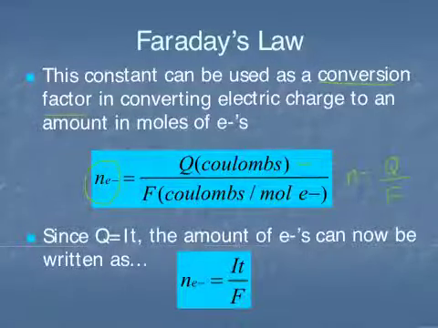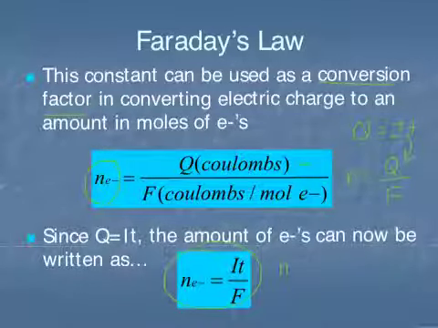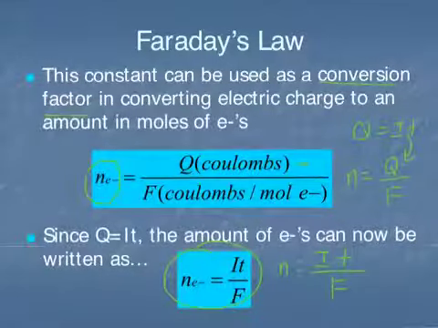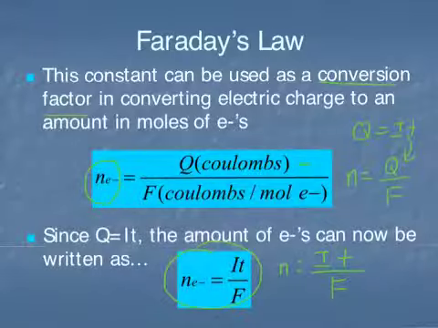Now before, on the previous slide, we said Q equals current multiplied by time. Q equals I times t. So we can substitute this into our equation here to get another new equation. n equals the current multiplied by the time in seconds, divided by the Faraday constant. This formula will give us the moles of electrons if we know the current and the amount of time the current is applied for, and if we divide the product of those two values by Faraday's constant.